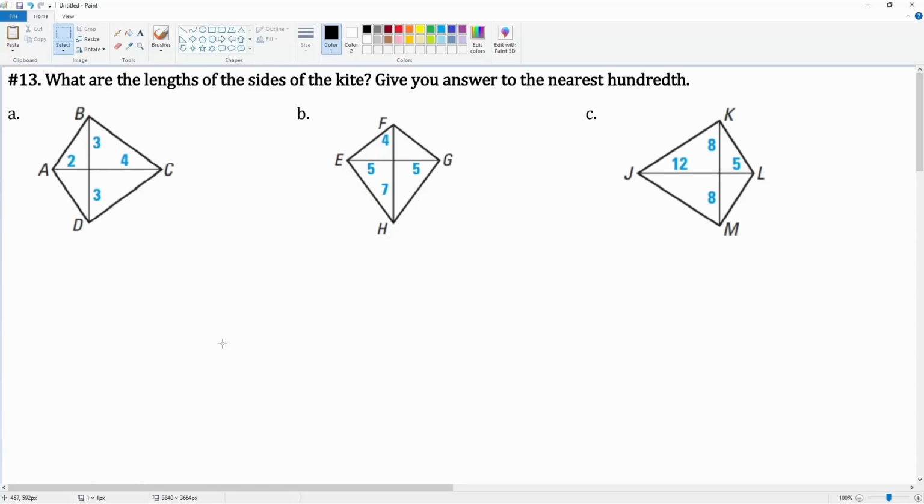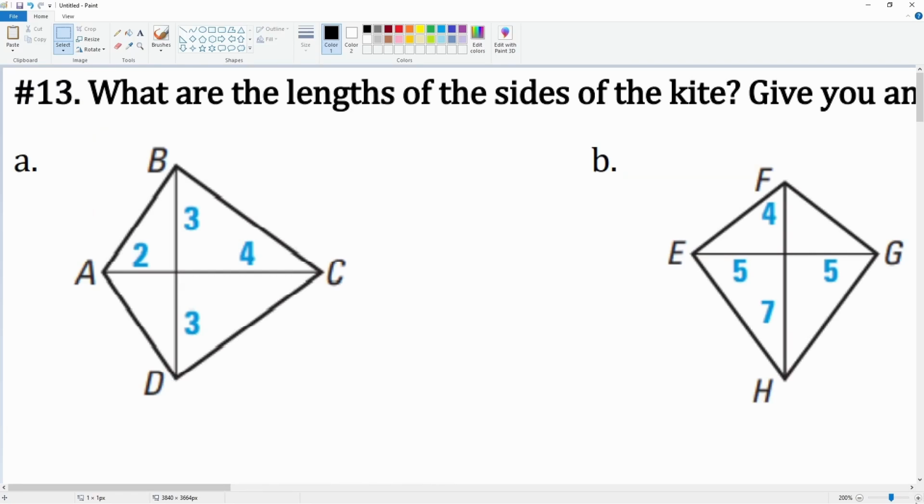We have question 13 here. What are the lengths of the sides of this kite? Give your answer to the nearest hundreds. We know that these are the diagonals, and for a kite, the diagonals do intersect here at 90 degrees.